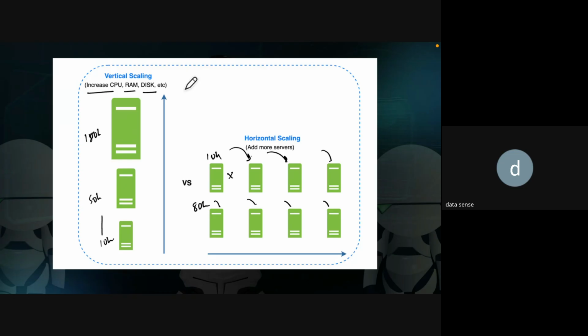Second problem, if there is a failover, here you're totally gone. Here you will have the option to recover. Okay, so that is why horizontal scaling is more desirable for large scale applications due to the limitations of vertical scaling, and that is why people prefer horizontal scaling.